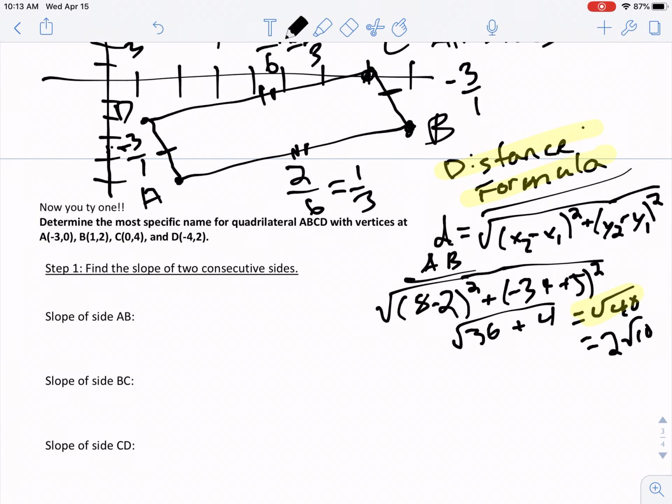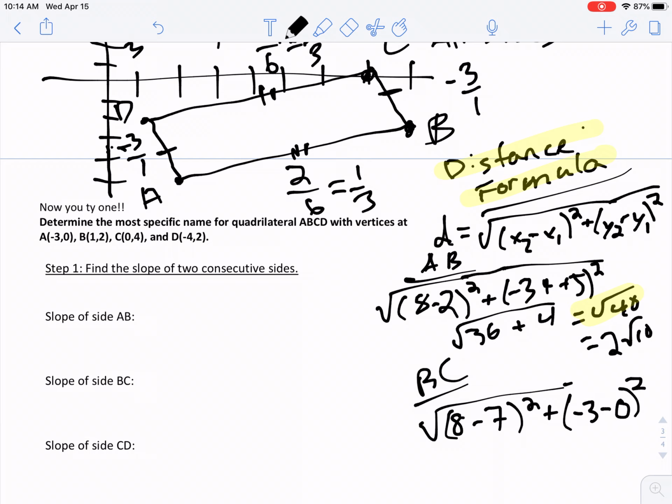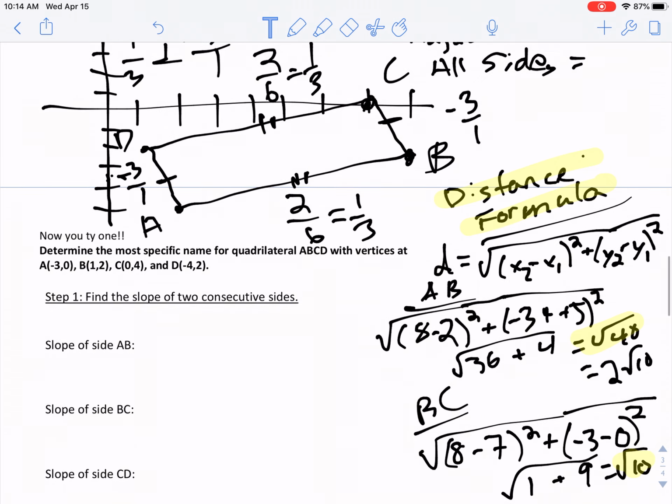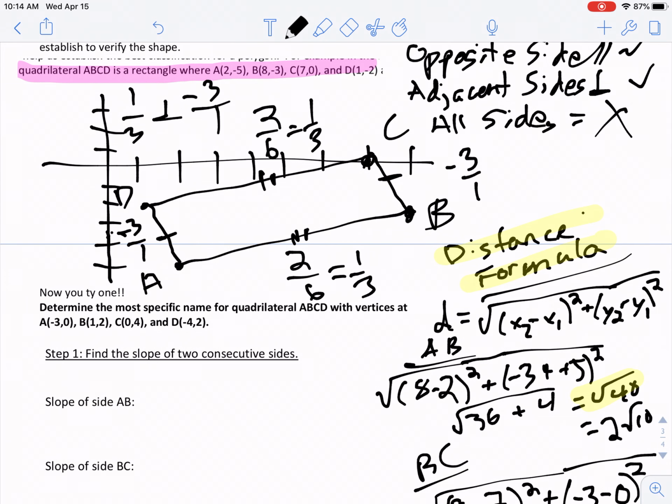All right, now let's try BC. We're going to do the same thing. I think C was 7, 0. So we're going to take the square root of 8 minus 7 squared plus negative 3 minus 0 squared. This part's 9. That part's 1. That gives me just the square root of 10, right? Notice the square root of 10 is not the same as the square root of 40, so all sides are not equal.